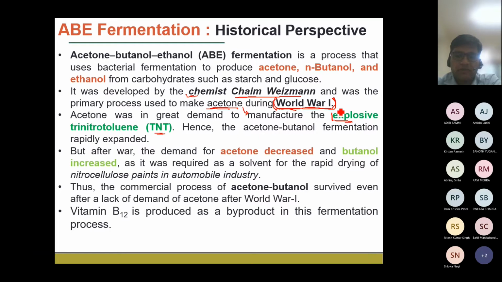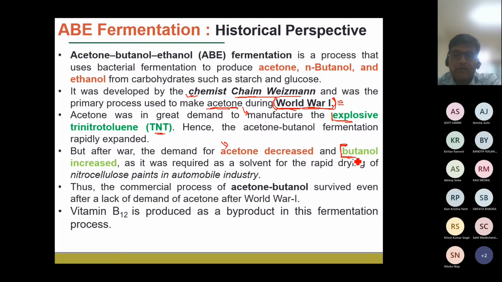However, after the World Wars, the demand for the production of the acetone decreased, but the demand for the production of the butanol actually increased. After the war period, generally less amount of explosives were made and used. So the demand for the acetone decreased, but in the present scenario we all are in a scarcity of proper fuel derivatives.